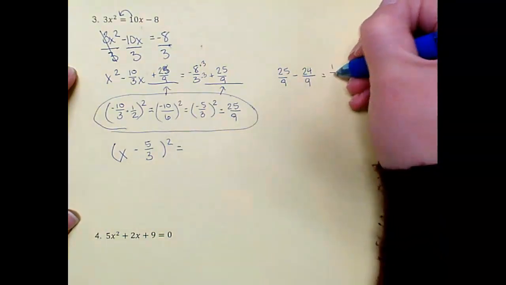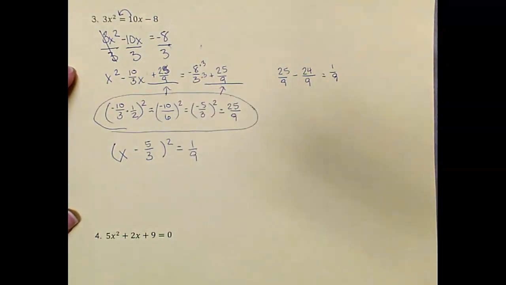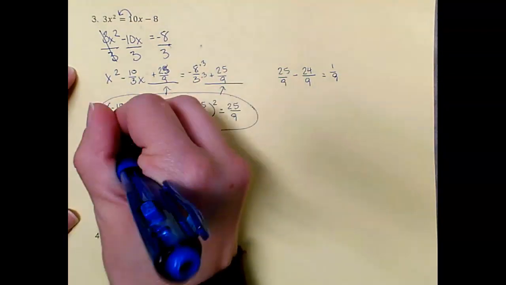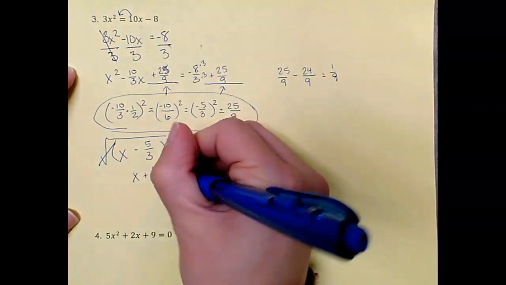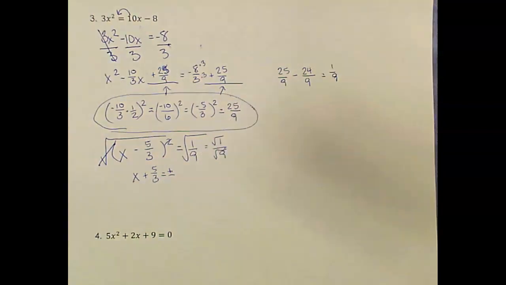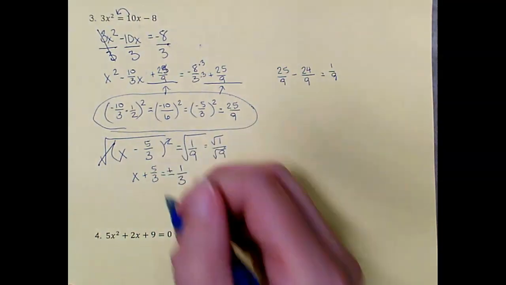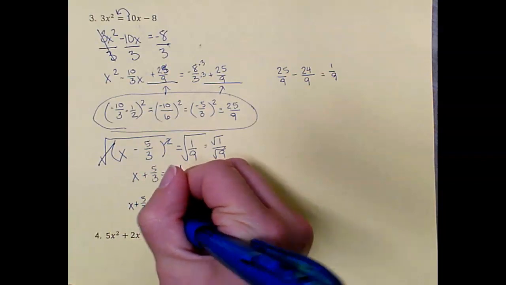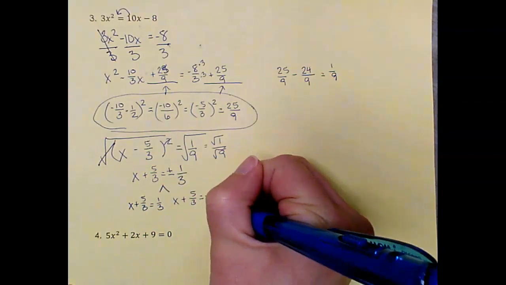Well, that's easy. That's just 1/9. So when I square root both sides, the square root and the square will cancel out here. I'll have x plus 5 thirds equals plus or minus the square root of 1 over the square root of 9. 1 is 1. The square root of 9 is 3. And now I have two equations. I have x plus 5 thirds equals 1/3, and x plus 5 thirds equals negative 1/3.